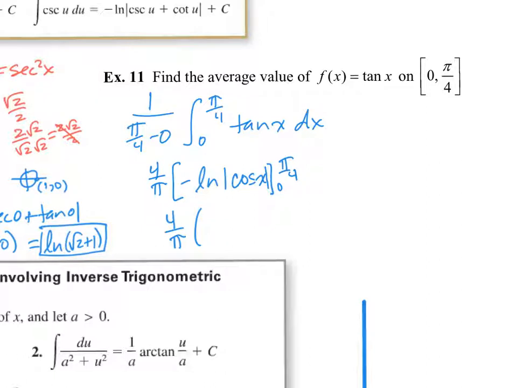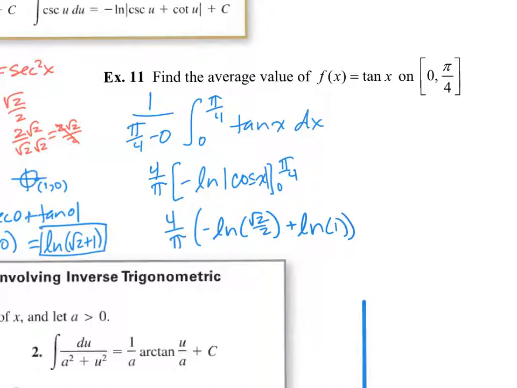Okay, so the first thing we're going to do is replace x with pi fourths. So we would have negative natural log of cosine of pi fourths. Well, cosine of pi fourths is square root of 2 over 2. And then minus, let's replace x with 0. And remember, we're subtracting a negative natural log, so I'm going to change that negative sign to a plus sign. So it'd be plus the natural log of the cosine of 0. And cosine of 0 is 1.